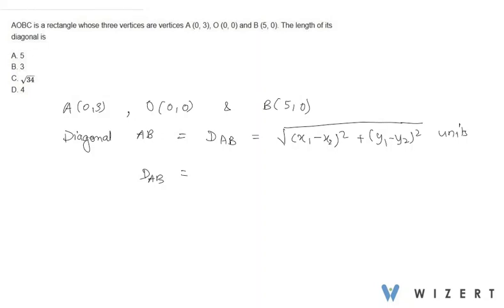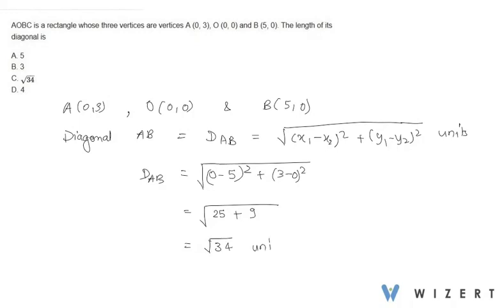x1 is 0, x2 is 5, so (0 minus 5) whole square plus (3 minus 0) whole square, which is equal to 5 square, which is 25. So 25 plus 3 square, which is 9, under root of 25 plus 9, which is under root of 34 units.